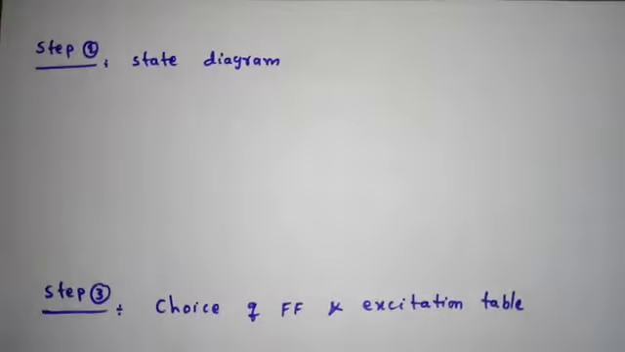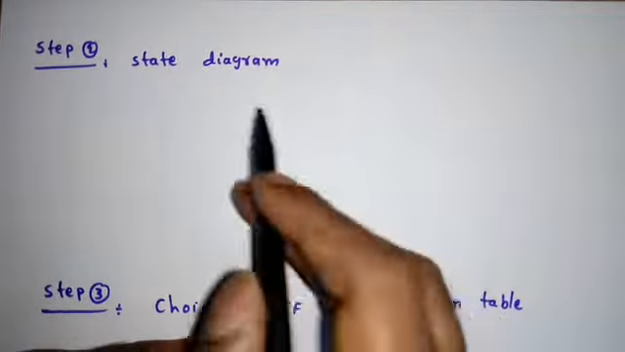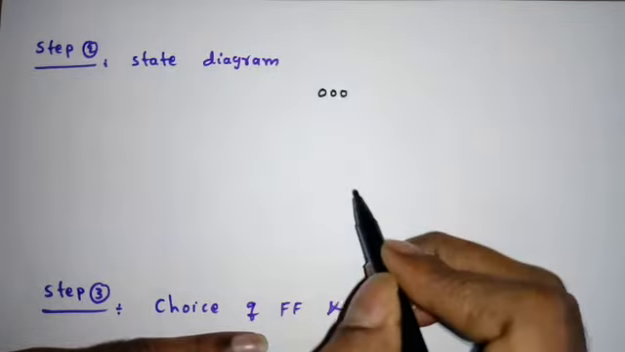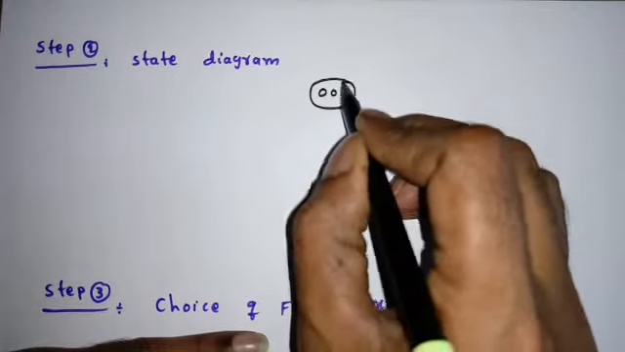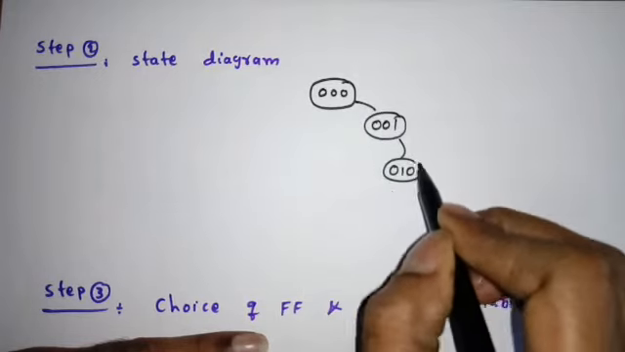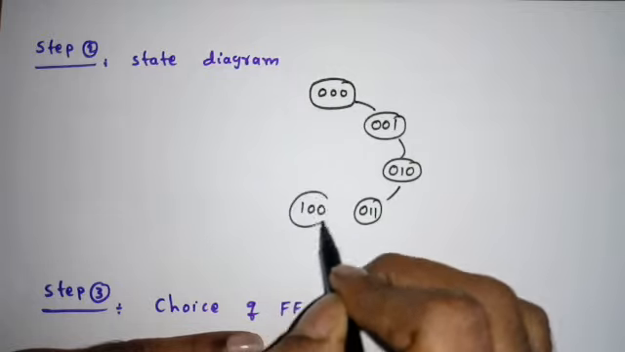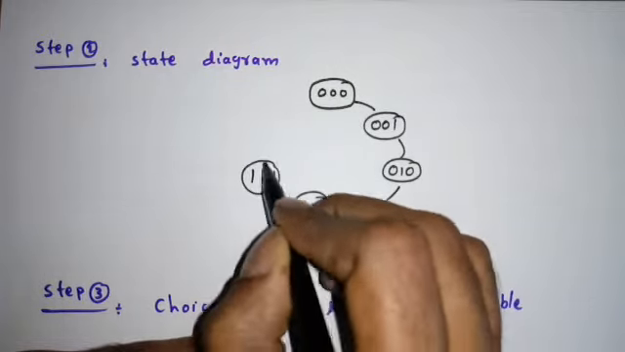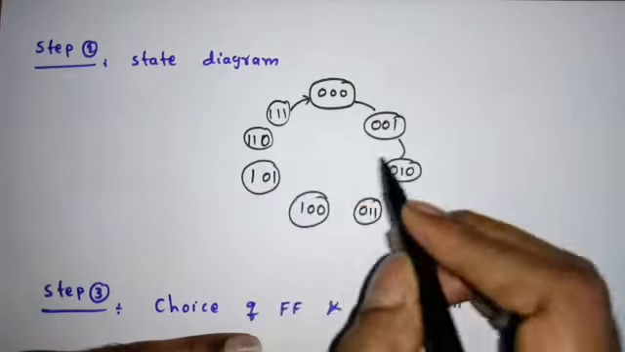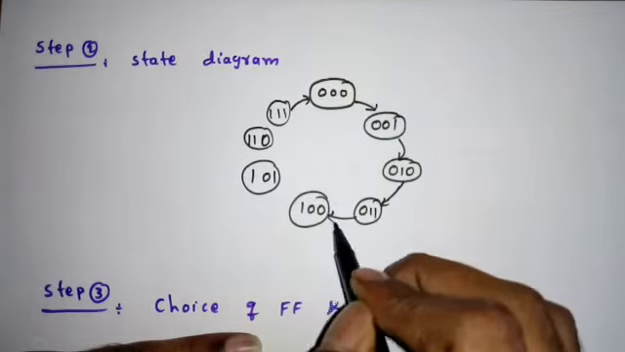Next, what is step 2? Step 2 is we have to draw the state diagram, that is, what sequence it is following. We said it is an up counter, so 3-bit means from 000 to 111. The first state is 000, then 001, then 010, then 011, then 100, then 101, 110, 111, and it should come back to 000 again. So this is the state diagram of this 3-bit synchronous up counter.